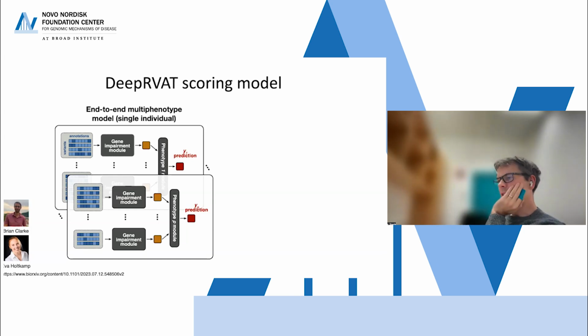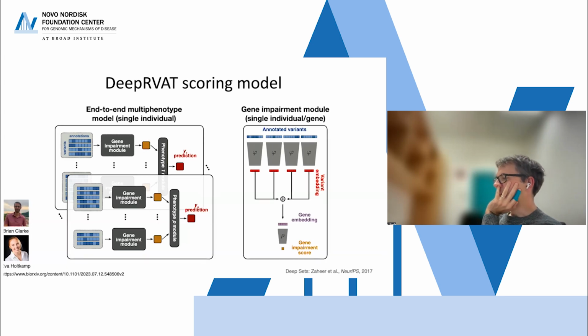Now there are a number of considerations, but the key one is this gray box here, which tells you how you go from variant annotations to gene impairment. Here we're using a concept that has different names. DeepSets is perhaps closest to what we're using, which is a NeurIPS paper from a few years ago.